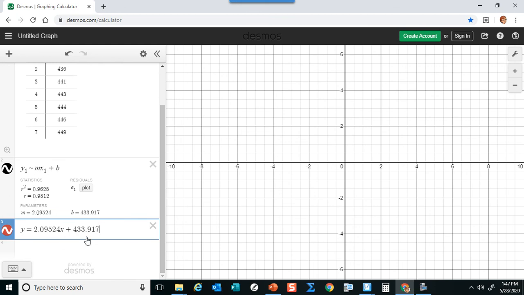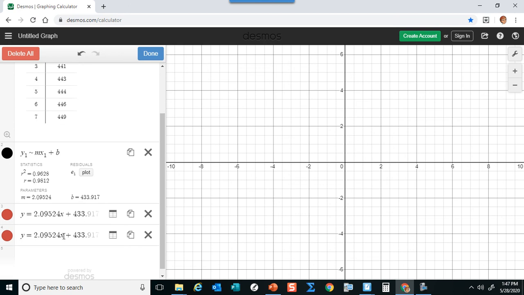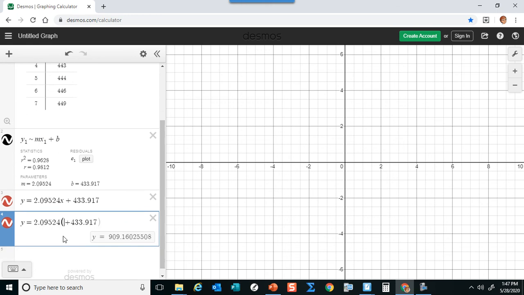Now let's use that line of best fit to make a prediction for year 14. So one way we can do that is to go up to our edit list here, and we can select duplicate. And it's copied the equation for us, so we just need to go in and substitute 14 for the x. So in year 14, the average acres per farm would be 463.